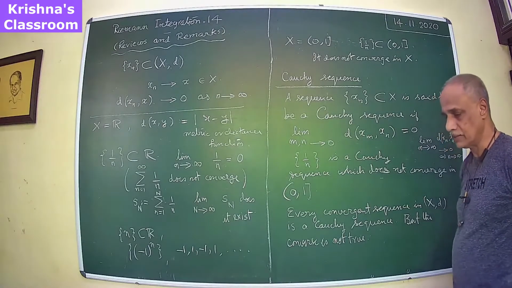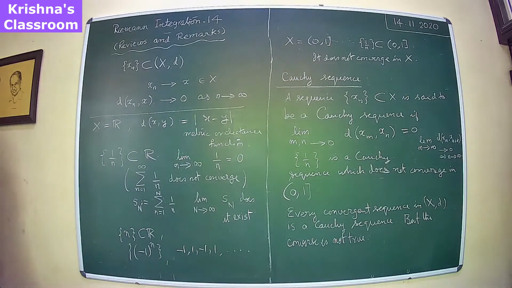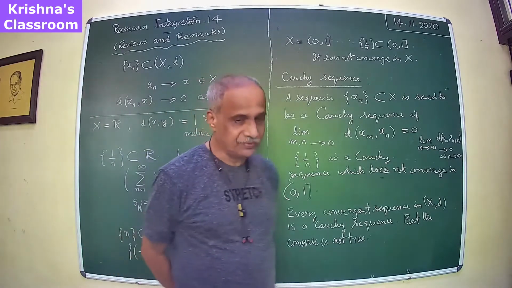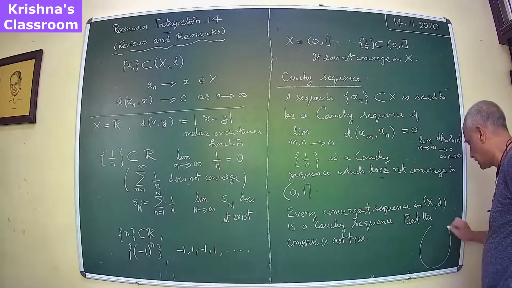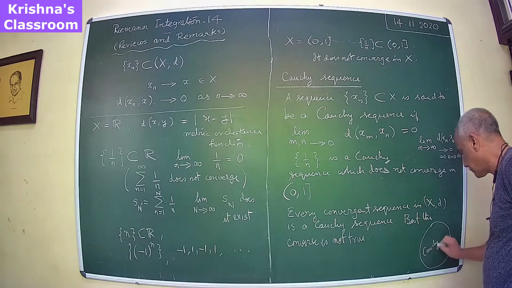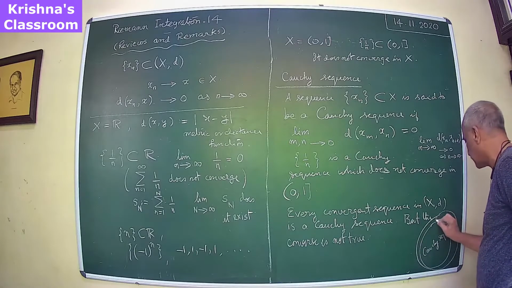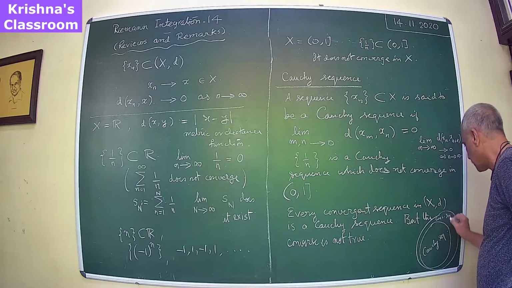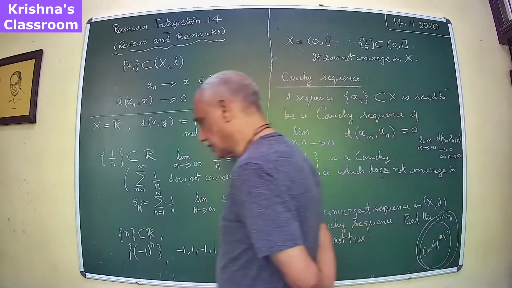In some cases, you may have a space where it is a property of the space that every Cauchy sequence is a convergent sequence. So what you have is this: the collection of all Cauchy sequences, and this is, in general, convergent sequences. So every convergent sequence is a Cauchy sequence, but a Cauchy sequence may not be a convergent sequence.